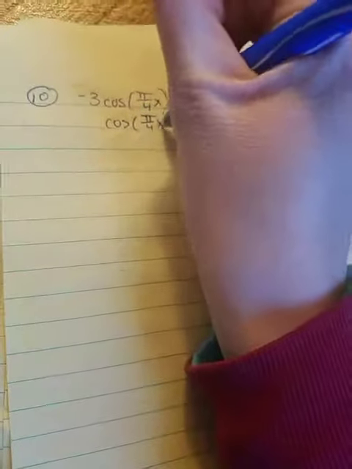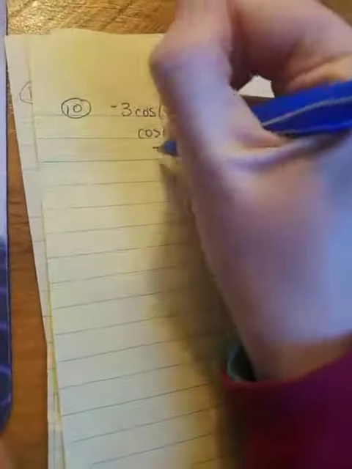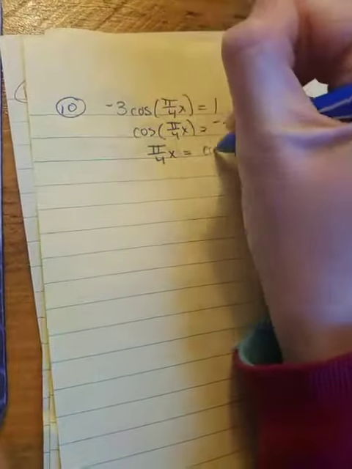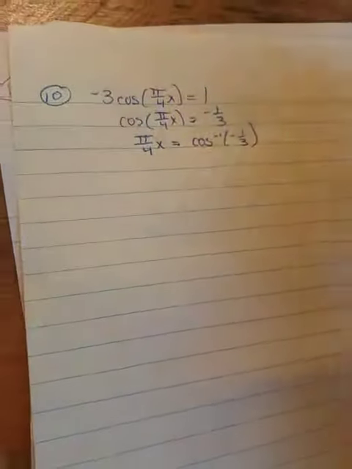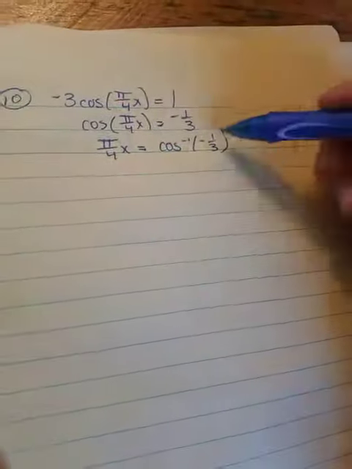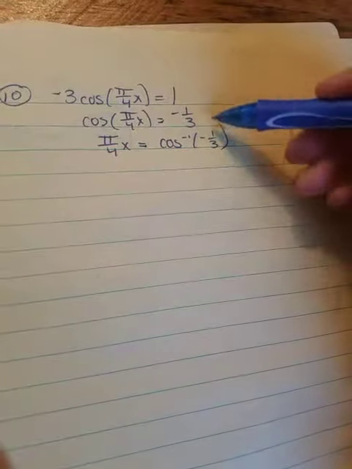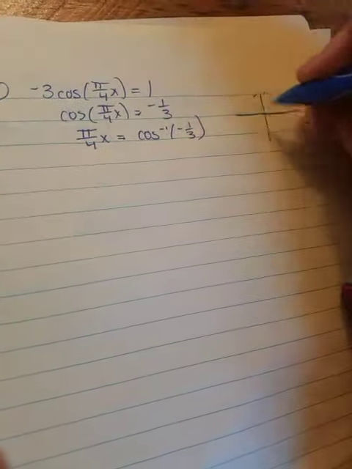So we're going to have cosine of pi over 4x equals negative 1/3. Okay, so we take the inverse cosine of both sides. We get pi over 4x equals the cosine inverse of negative 1/3. So remember, because it's the cosine inverse of negative 1/3, we're looking for that angle that gives us a cosine of negative 1/3. So basically, where is the cosine negative? In quadrant 2 and 3.